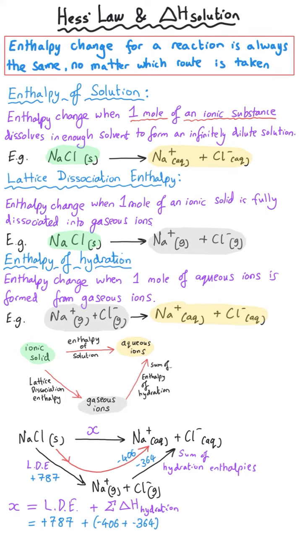So the enthalpy of hydration in total is −770. And so we can say that our enthalpy of solution is +787 plus −770, and that gives us +17 kilojoules per mole. And so that means that the enthalpy change of solution for sodium chloride is a slightly endothermic value.